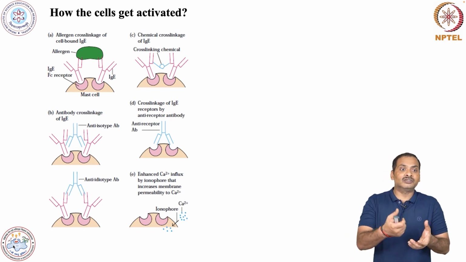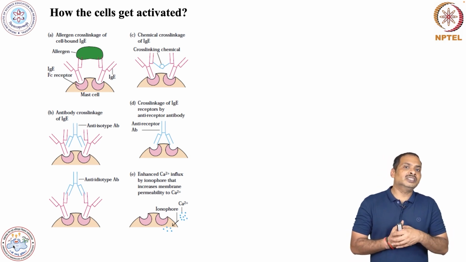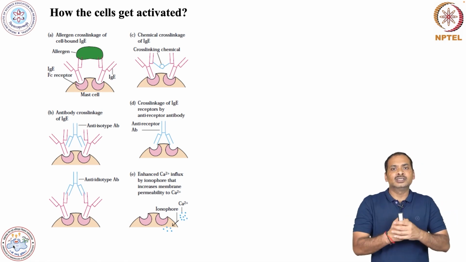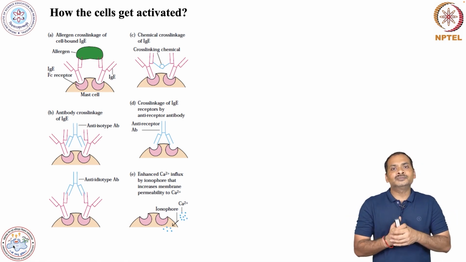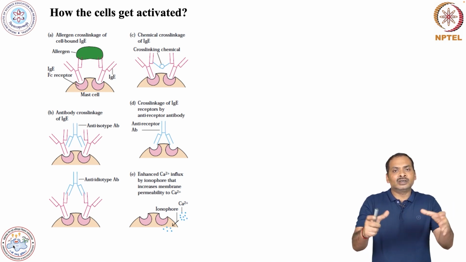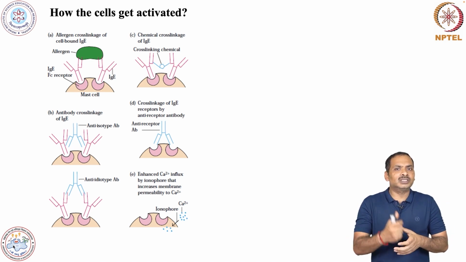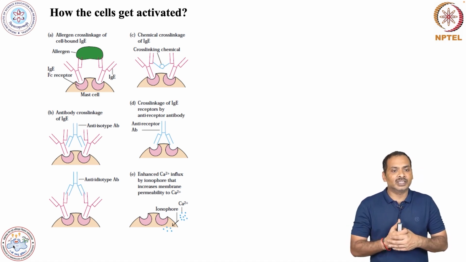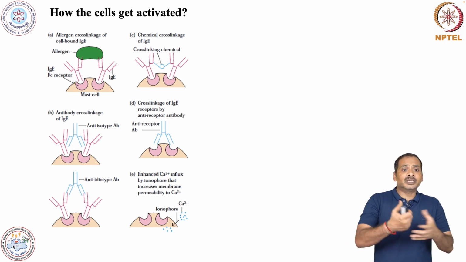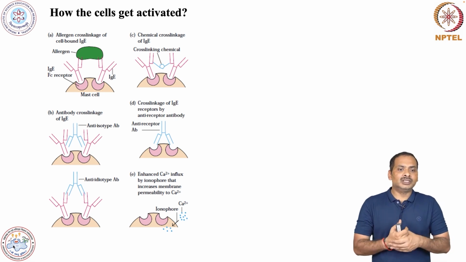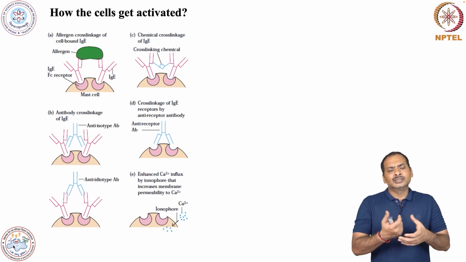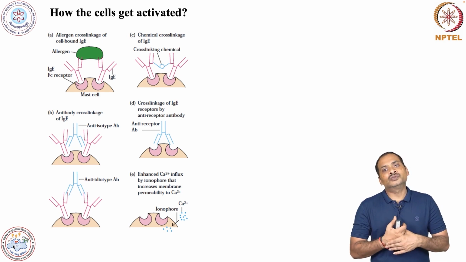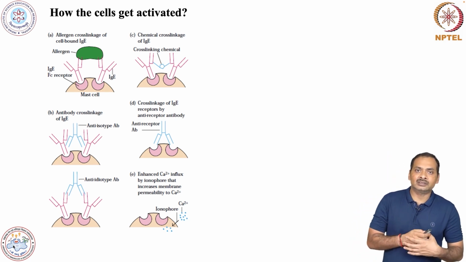Here you can see there are several ways. There are some antigens which can trigger this, and there are some antibodies which can cross-link these various IgE, and that will cause clustering of receptors and induce the activation of the mast cell and release of granules. There are also some chemical molecules, antibodies, or ions which can enhance the degranulation of these cells.